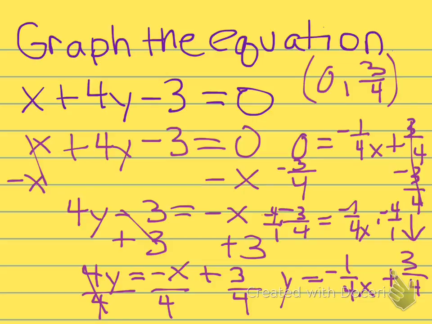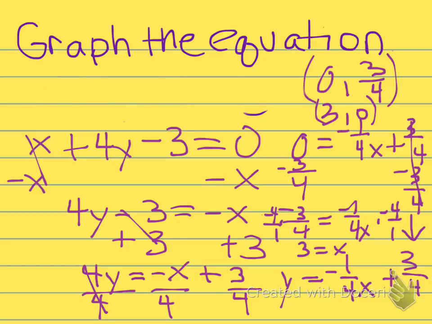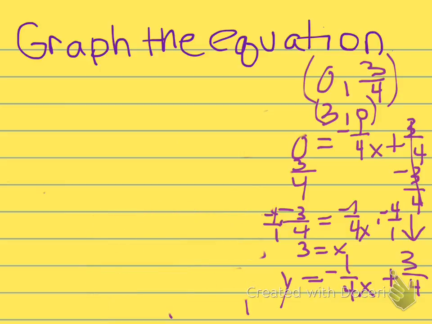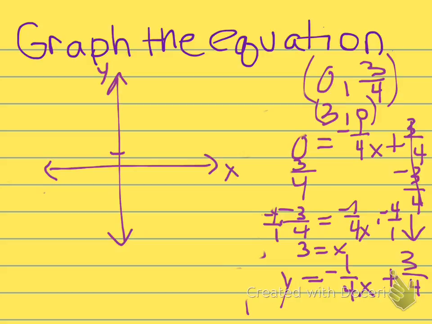That's going to be 12/4, which works out to be 3. So my x-intercept is going to be 3, 0. And I'm just going to plot those 2 points. And again, I'm going to probably want to go by a fraction for the y-intercept or the y-scale. So I'm going to go up by fourths.